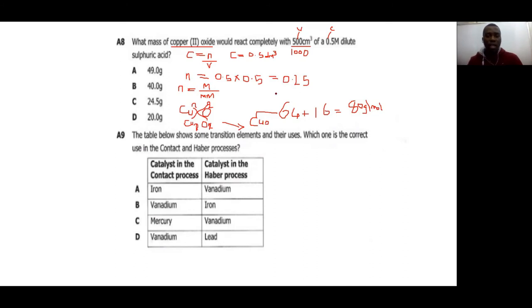Okay, so having found that, we know that to find the mass, we are going to multiply the number of moles by the molar mass, and the number of moles is 0.25. So let's do that on the calculator. We multiply 80 grams per mole by 0.25 and we have our 20 grams. So our answer here is 20 grams, and that is our final answer. Then we just have to counter check that we have such an answer, and it corresponds with the D.